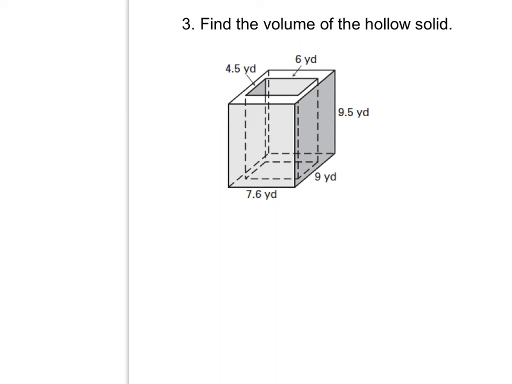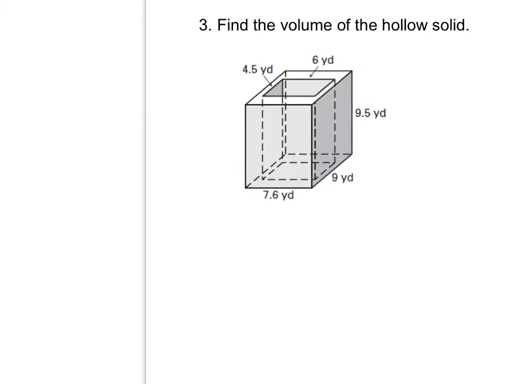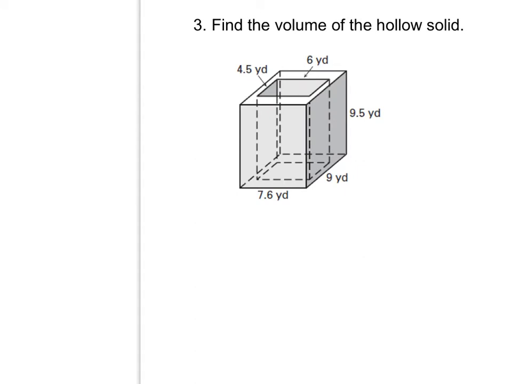Okay, so still working on volume. So now instead of adding two shapes together, when we have hollow solids, we are going to be subtracting two shapes. So we have the larger prism, and then the smaller prism in the middle is cut out. So that part's hollow, so we are just going to subtract its volume. So let's start with our larger prism.